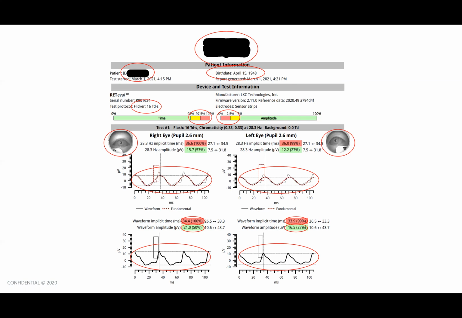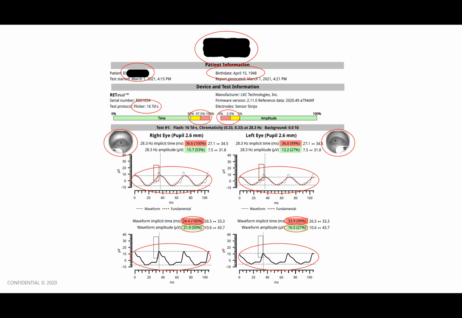What's interesting about this technology is you can see this delayed implicit time and the stress on the retina before you actually start to see damage in the eye with structural measures such as OCT or fundus photographs. So you might be able to pick up changes earlier than you would normally see them on these structural diagnostic tools.